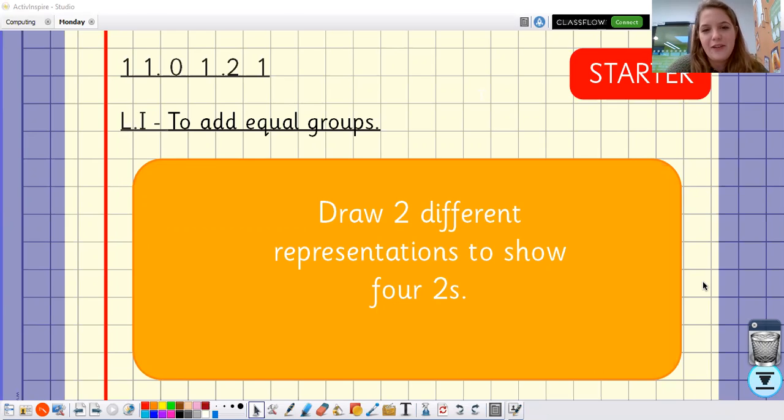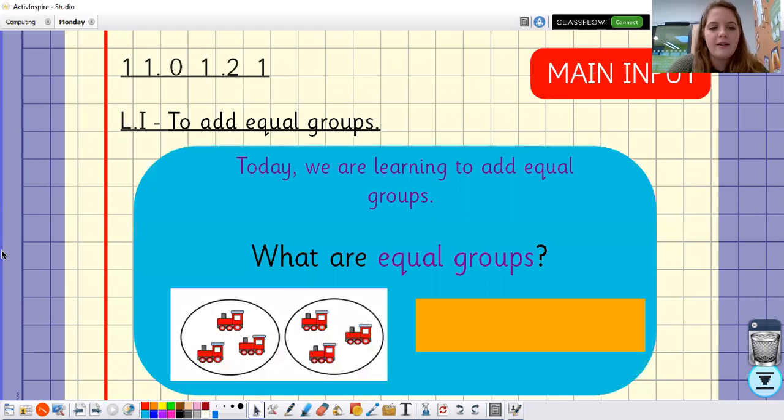Okay, fantastic. Hopefully you've had some time now to draw those 2 representations as a little bit of a recap from last week. Now last week we were revisiting our learning on equal groups. We reminded ourselves of what equal groups are and we started to make equal groups. Today we're moving our learning forwards and we are going to be learning to add equal groups to help us to find that total. And this will be the step just before we come on to multiplying.